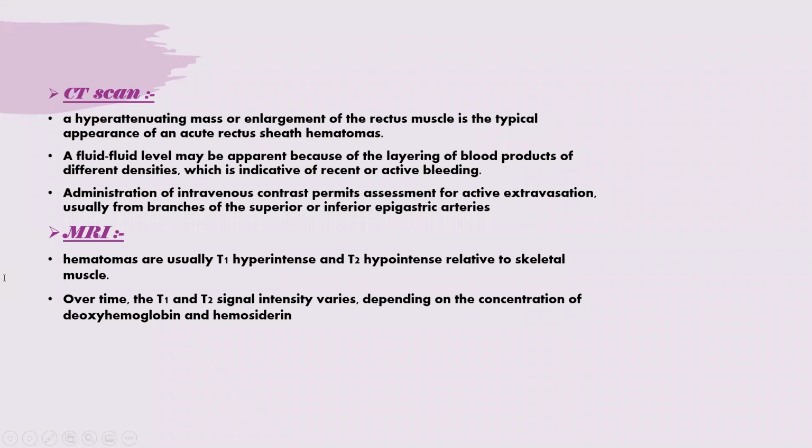By MRI, hematomas are usually T1 hyperintense and T2 hypointense relative to the skeletal muscle. Over time, T1 and T2 signal intensity varies depending on the concentration of deoxyhemoglobin and hemosiderin.